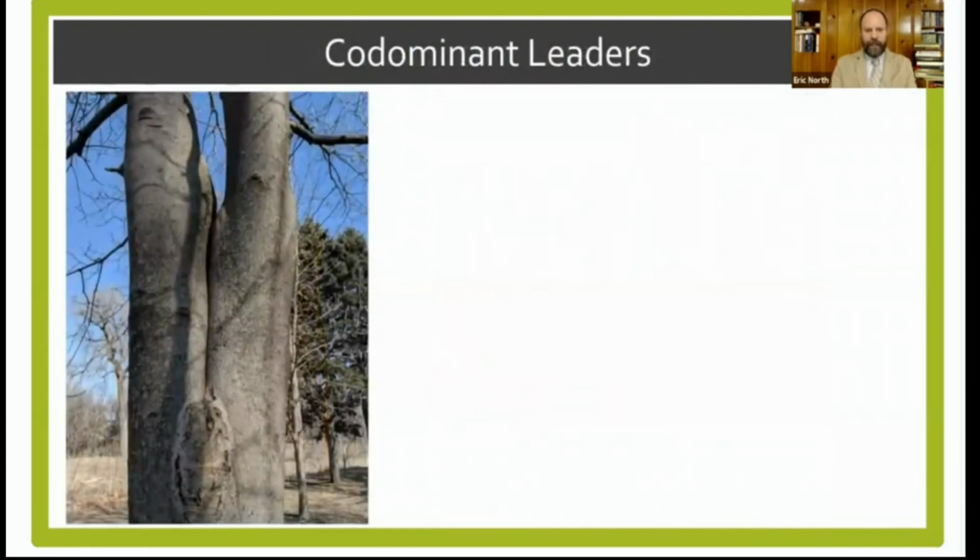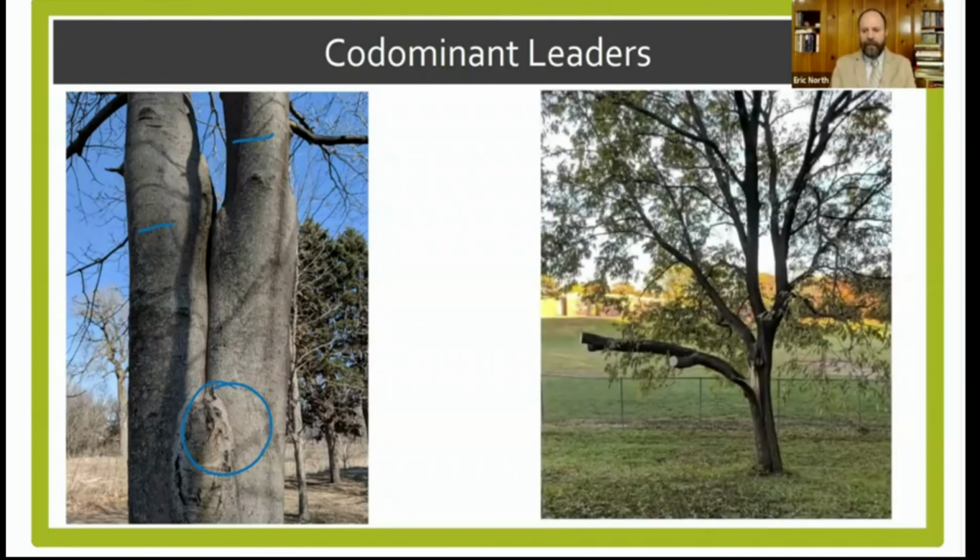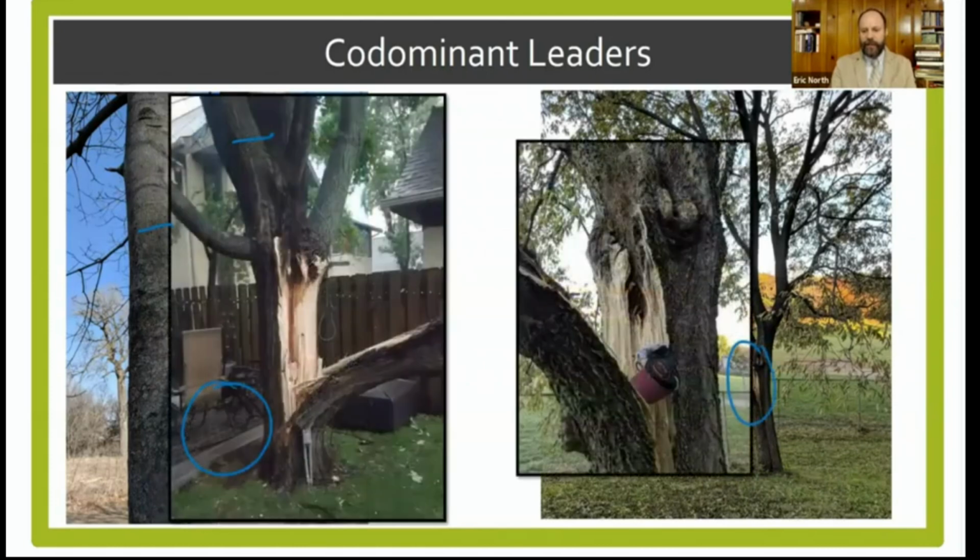We have codominant leaders. So here we have a leader that's the same size as the other leader, roughly in thickness. They originate from the same point. And codominant leaders are of concern because, again, under the right load, if you've got wind swaying back and forth and it's difficult on the tree to deal with that, you might have failure, which we see here. You can see this failed at a codominant leader.